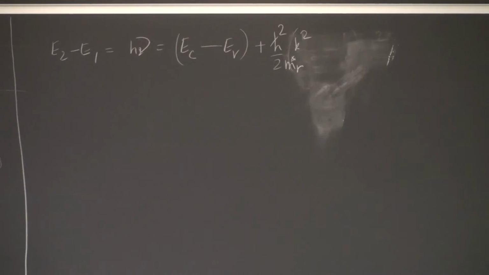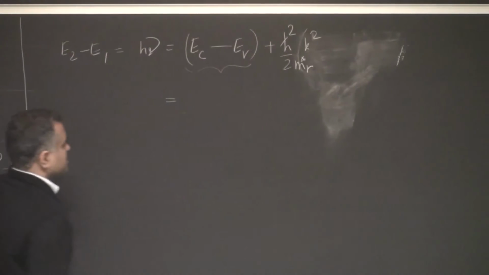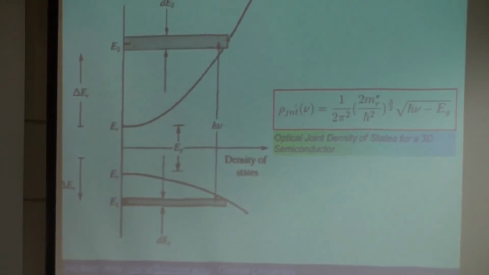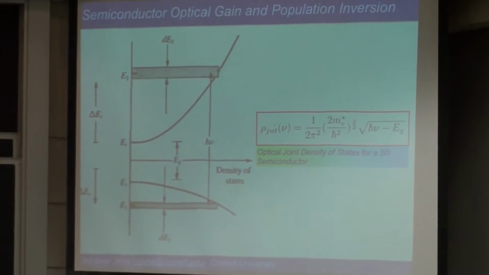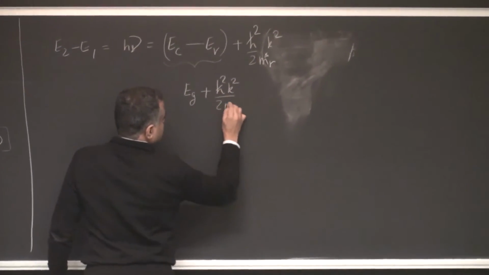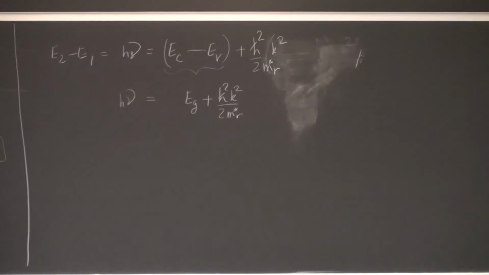Now, okay, let me complete this discussion. What is EC minus EV? That is the minimum of the conduction band minus the top of the valence band. That's the most characteristic thing about a semiconductor, the energy gap, or the band gap, of the semiconductor. And so that is the band gap plus h bar squared k squared over twice the reduced effective mass, which is equal to the photon energy that will be emitted upon that transition.